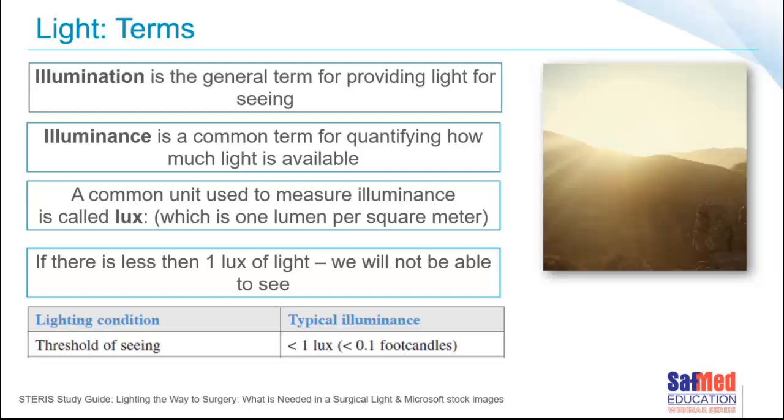Remember now, if there's less than 1 lux of light, we won't be able to see. Then it's just too dark to be able to see anything. So that's known as the threshold of seeing. In the olden days, we used to refer to foot candles, and some countries may still refer to foot candles, but in general, when it comes to light and lighting, we talk about lux.